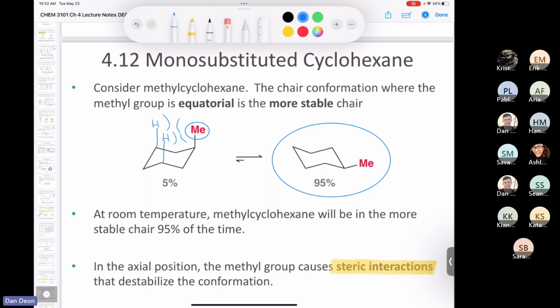What's going on here is when it's in the axial position, the problem is that you have another hydrogen here that's axial and a hydrogen here that's axial. That creates some steric hindrance between these groups. We call this a 1,3 diaxial interaction. If you're wondering where the 1,3 comes from, it comes from this: 1, 2, 3, and 1, 2, 3. Hence the name 1,3, and both things are axial. So we call this a 1,3 diaxial interaction.